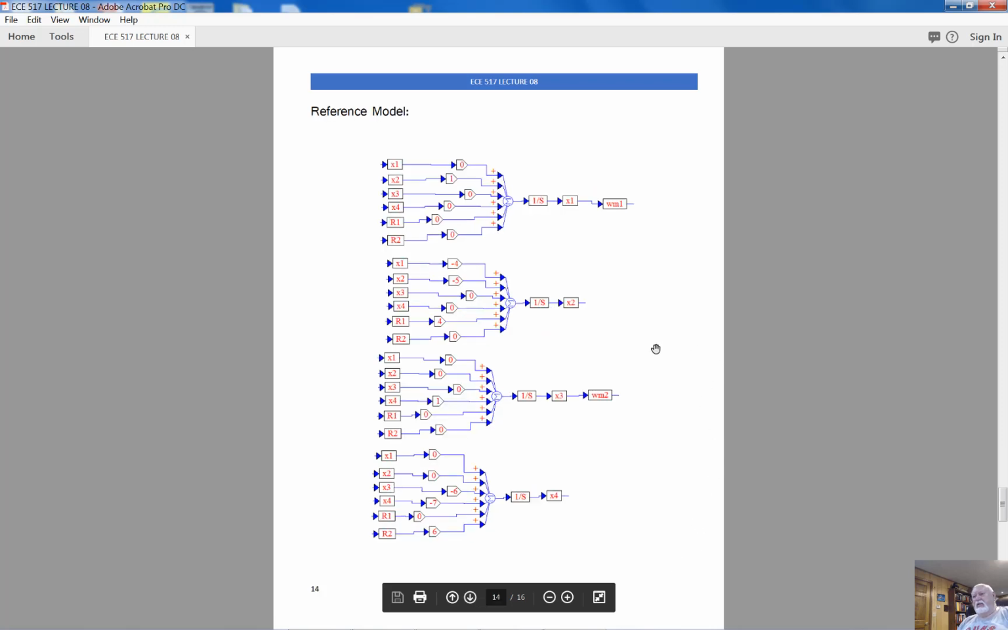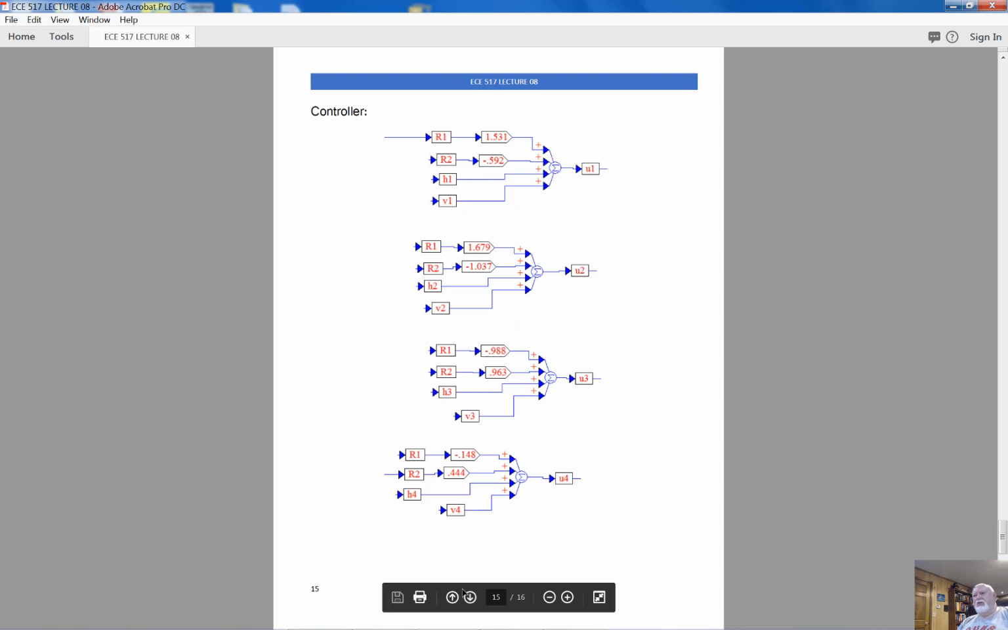The next thing done is the reference model. The reference model has 4 state variables. It has 2 reference signals, and all these elements are consistent with the elements of the matrix A and matrix B of the reference model. And here are the state variables of the reference model, and the reference model also has 2 outputs, WM1 and WM2.